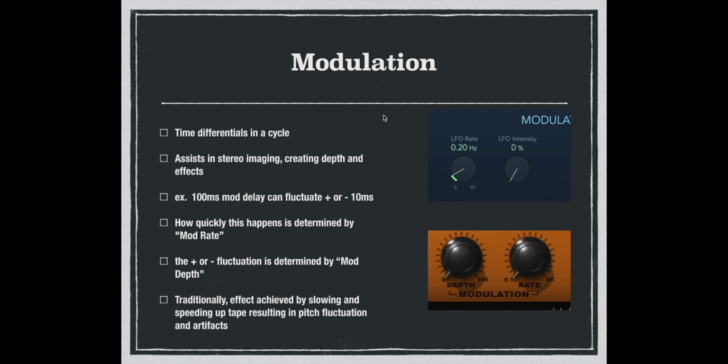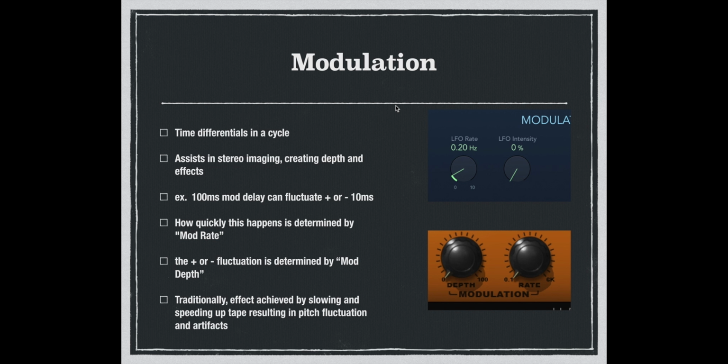So modulation, this would be another parameter of delays that we typically see in DAWs. Up on top, I have a screenshot of the Logic delay. Down here, it's the H delay by Waves. This modulation equates to time differentials in a cycle. This creates additional stereo imaging, again, creates depth and effects.